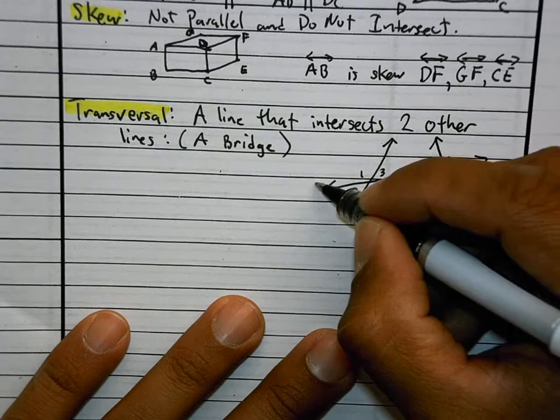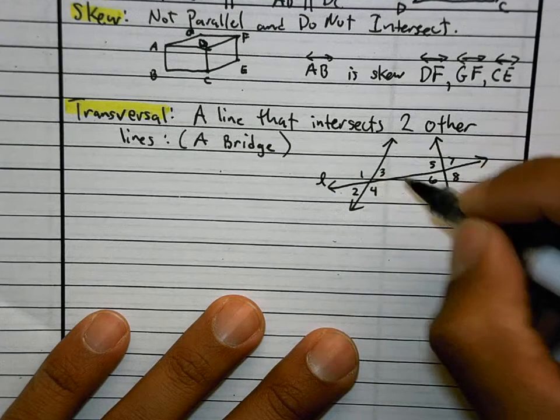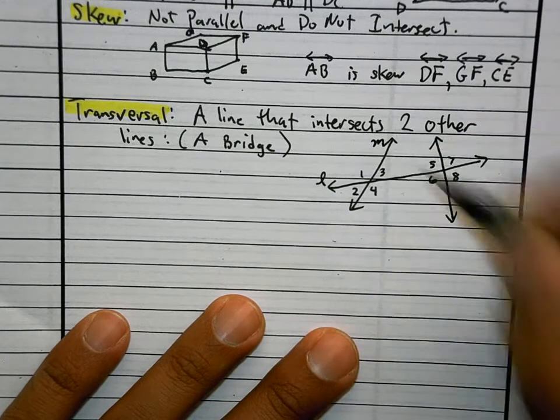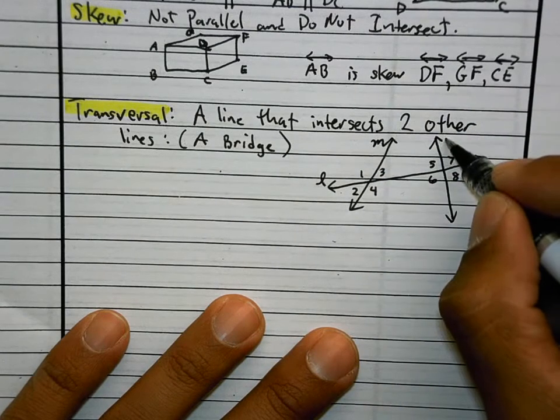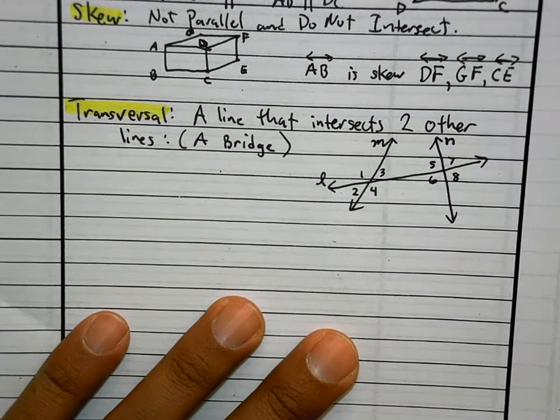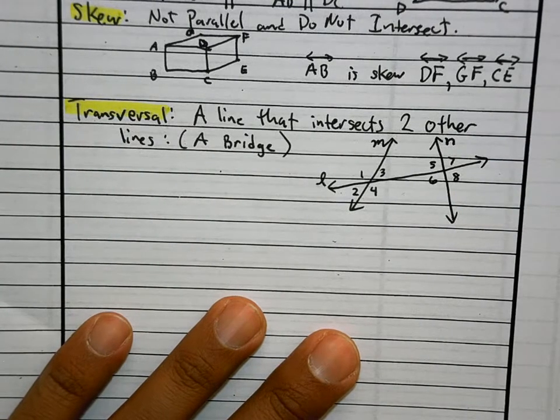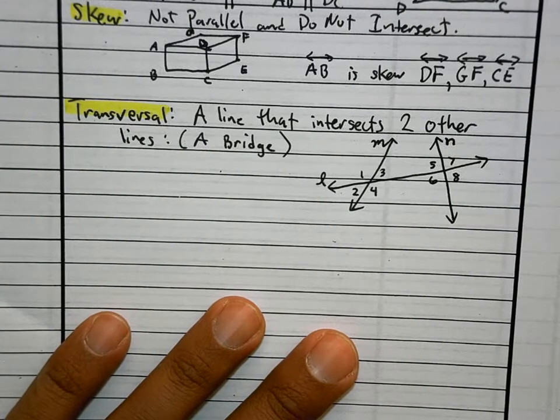I'm going to call this line L, lowercase. I'm going to call this line M, lowercase, and this one line N, lowercase. L, M, N. Math teachers like to keep things alphabetical.